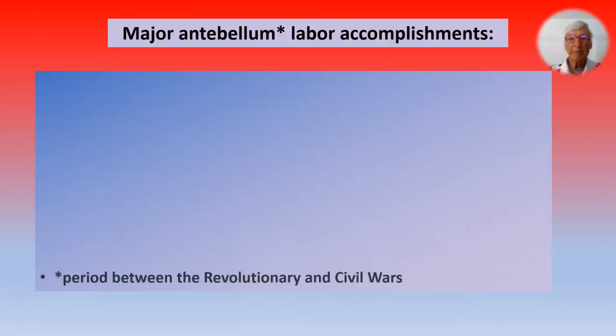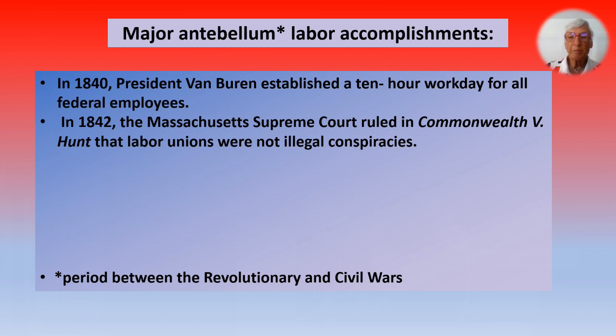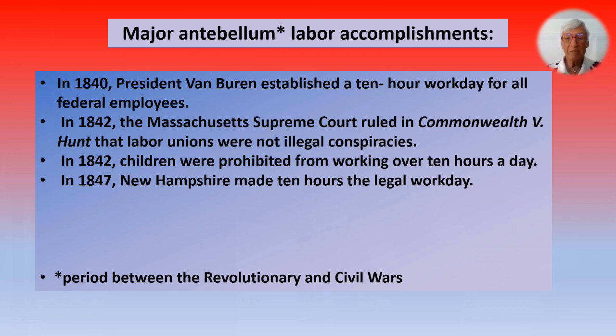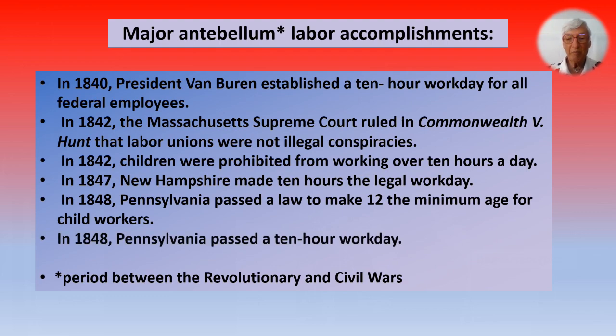Major antebellum labor accomplishments. Remember, ante means before, and bellum means war, so these are the pre-war accomplishments. In 1840, President Van Buren established a 10-hour workday for all federal employees. In 1842, the Massachusetts Supreme Court ruled in Commonwealth versus Hunt that labor unions were not illegal conspiracies. In 1842, children were prohibited from working over 10 hours a day. In 1847, New Hampshire made 10 hours the legal workday. In 1848, Pennsylvania passed a law to make 12 the minimum age for child workers. In 1848, Pennsylvania passed a 10-hour workday.